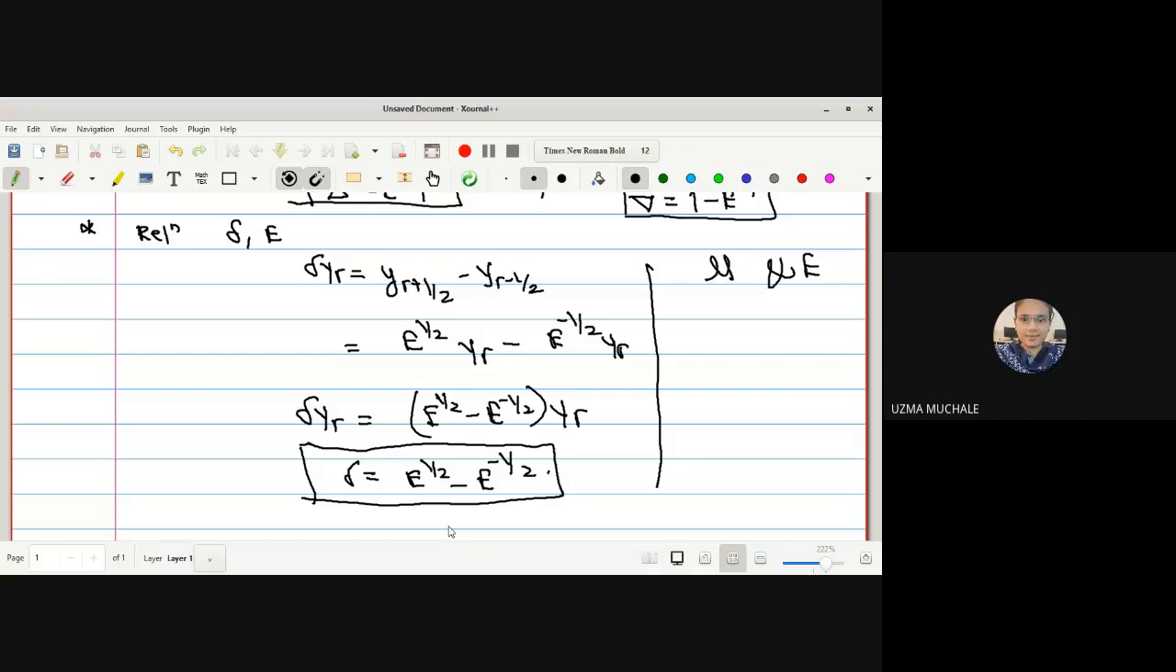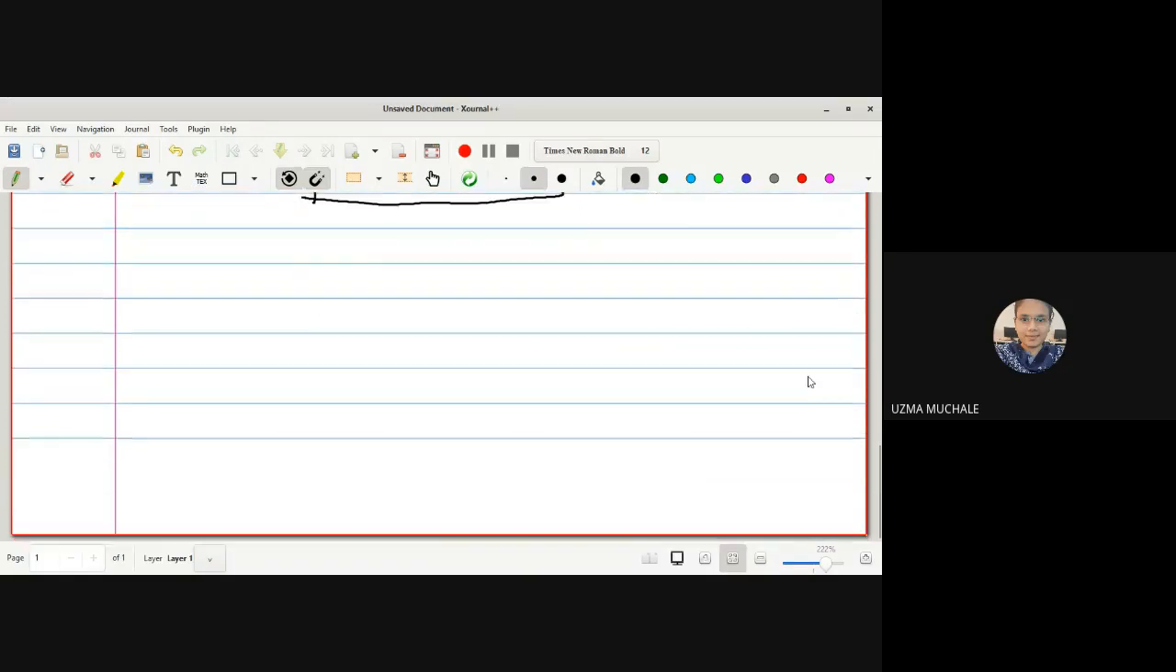Okay, let us find out the next relation. Now we have found the fourth relation: mu is 1 by 2 into E raised to half plus E raised to minus half. Let us go for the next one. We have to find out the relation between delta, these three terms: forward difference operator, central difference operator, and shift operator.